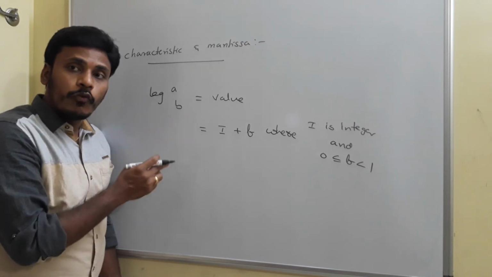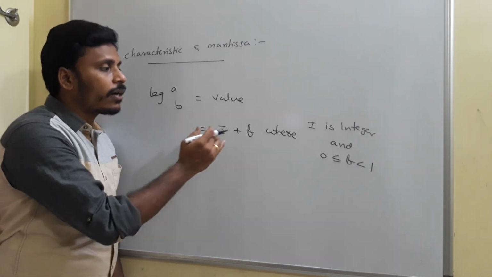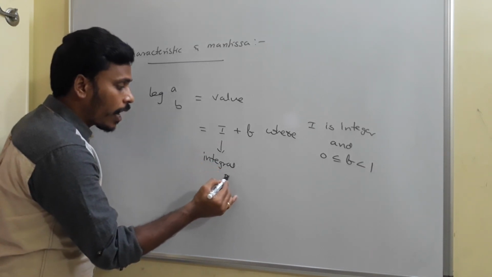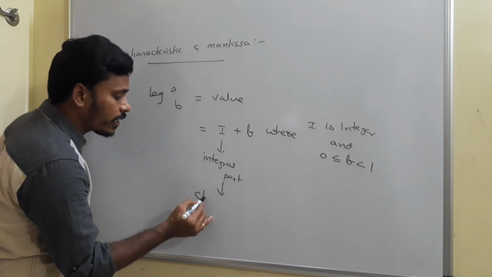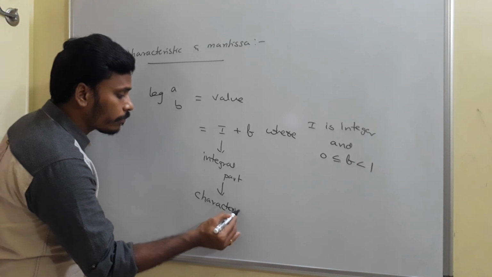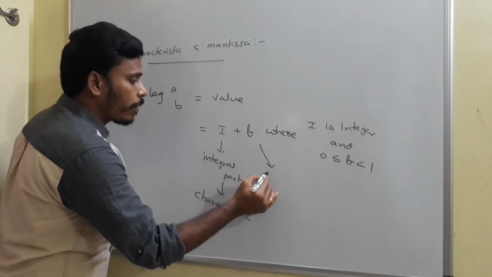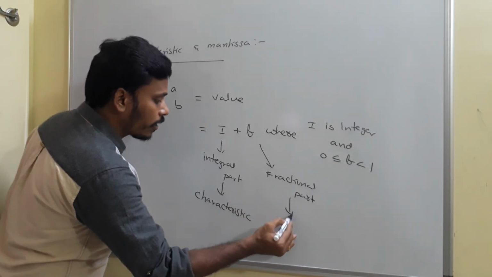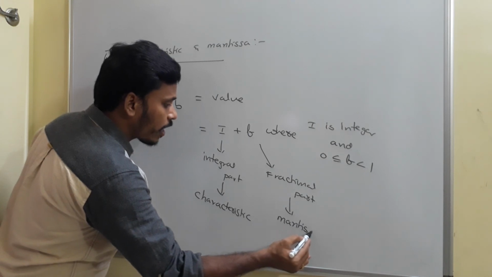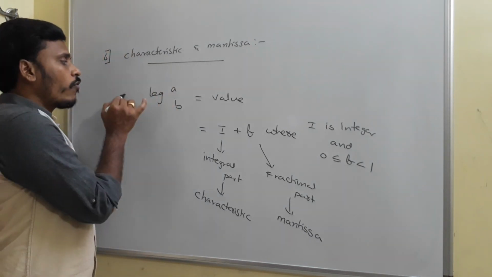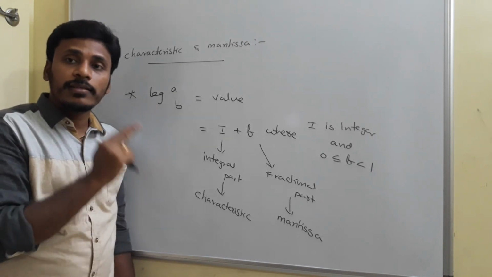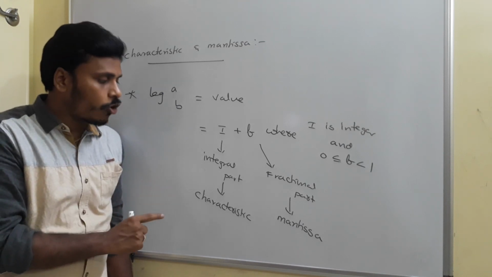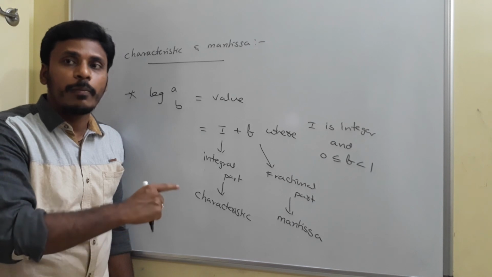If you express the logarithm of a base b as a sum of the integral part and the fractional part, we call this integral part of the logarithm the characteristic of the logarithm, whereas this fractional part, which is in between 0 and 1, is called the mantissa of the logarithm. So for any logarithm, its value can be expressed as a sum of an integral part and a fractional part: the integral part is the characteristic, and the fractional part is the mantissa.